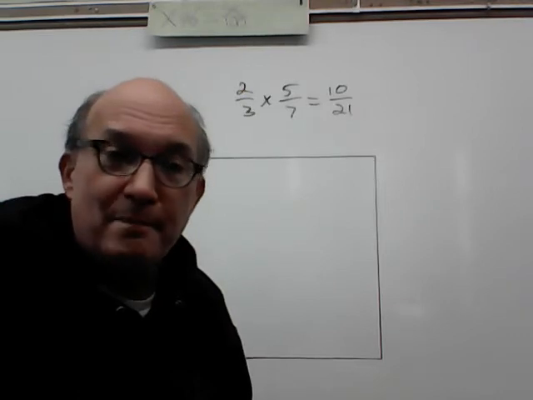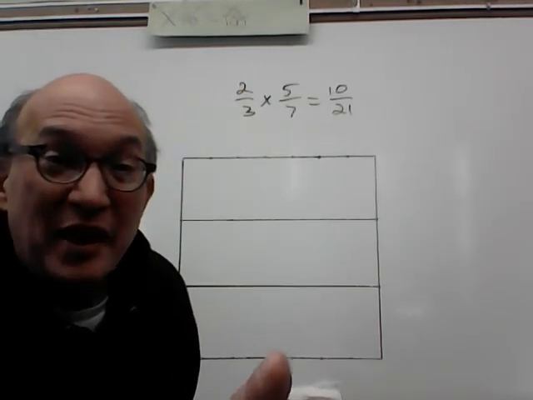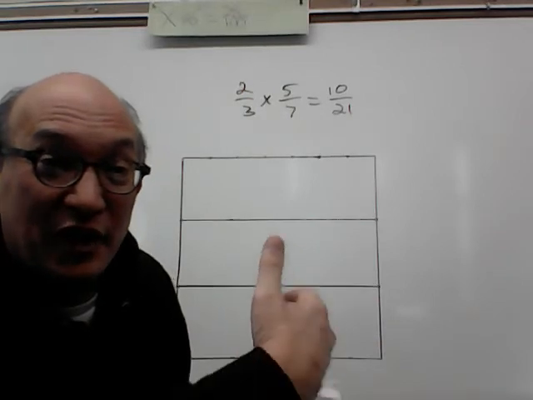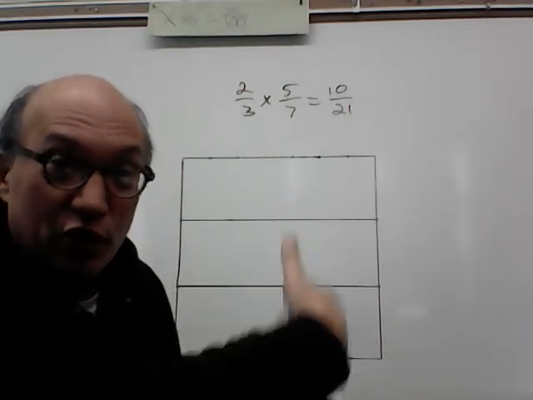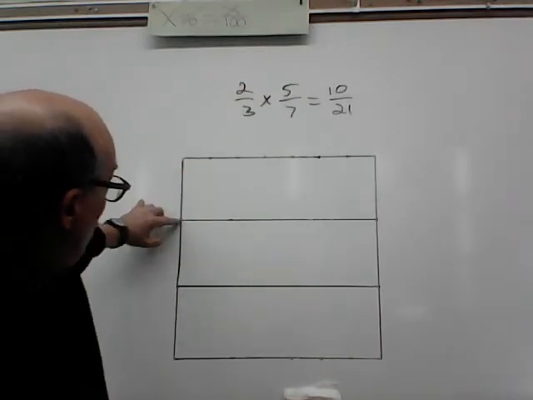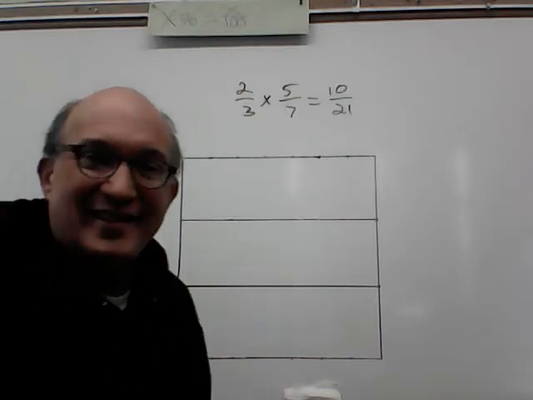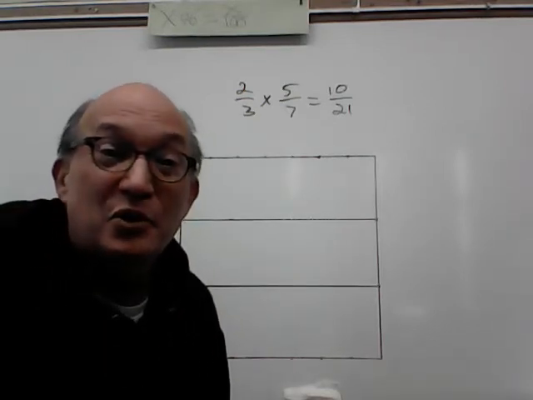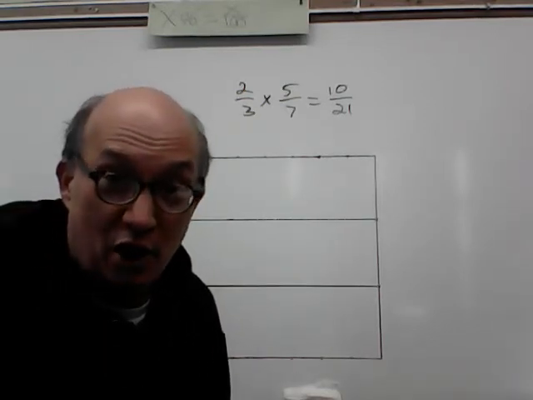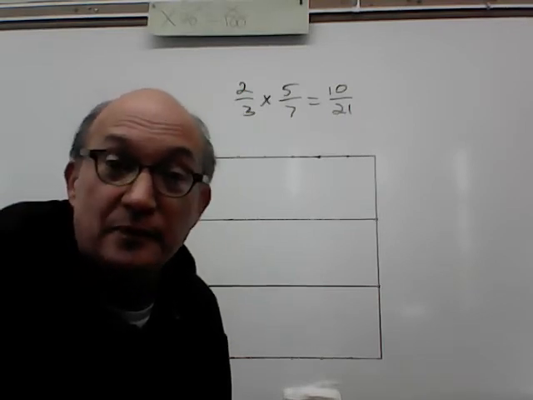So let me do that. Just thought I'd give you a quick peek before it's done. I've divided the vertical sides into 3 equally sized pieces. From here to here, 1, and then 2, and then 3. Okay? And I'm about to do a similar thing to the horizontal sides, only 7 equally sized pieces.